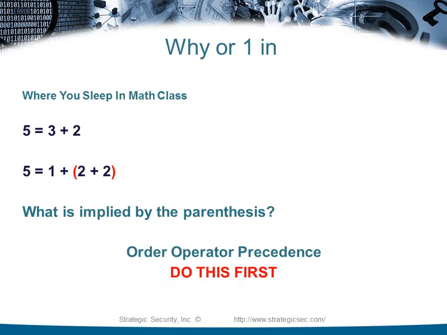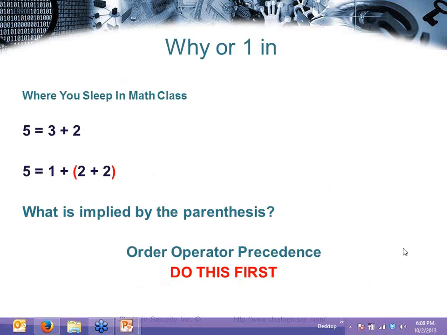Let's say you've got 5 equals 3 plus 2. Now, if you say, all right, I got 5 equals 3 plus 2, it's basically the same as 5 equals 1 plus, and in parentheses, 2 plus 2. But my question to you is, what do the parentheses signify? What's the importance of the parentheses? Anybody? There you go. Order of operations, good.